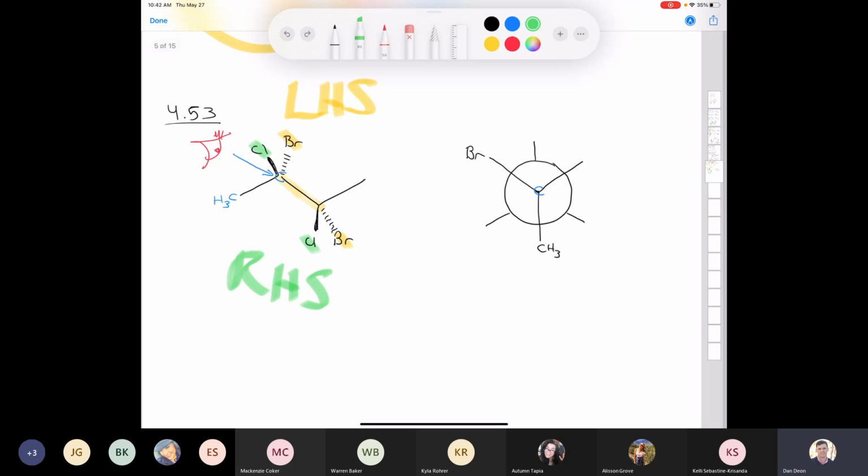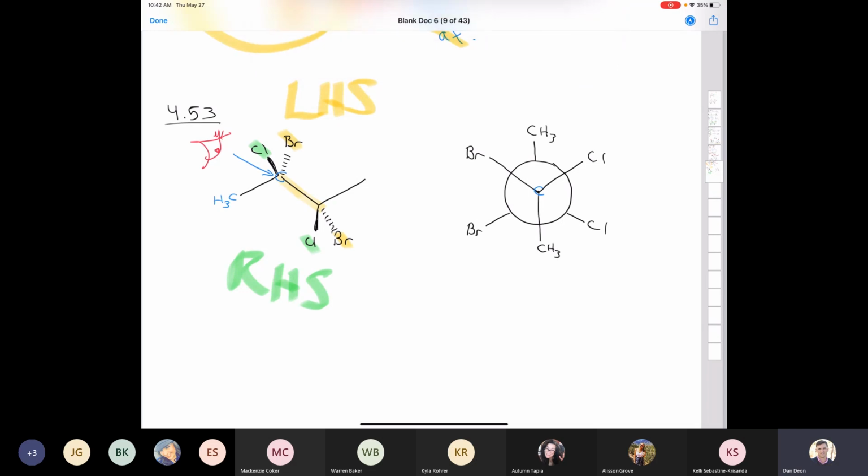Okay, so we get that sorted out. So that means that we're going to have a chlorine over here. And in the back, I'm going to have this methyl group pointing straight up. I'm going to have a bromine on the left-hand side, and I'm going to have a chlorine on the right-hand side, like that. So make sure that you spend some time drawing some Newman projections so that you're able to nail those.